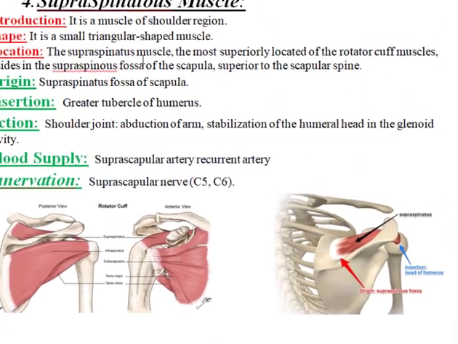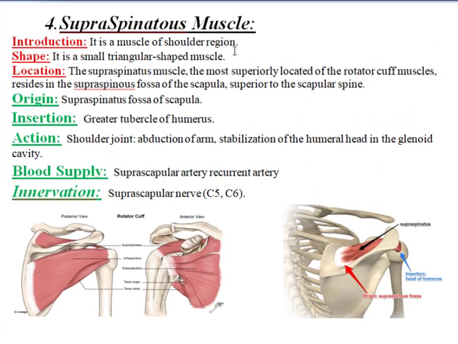So supraspinatus muscle is a muscle of the shoulder region, right? It is related to the shoulder girdle. Its shape is a little triangular, right? The supraspinatus muscle is the most superiorly located of the rotator cuff muscles. So of the rotator cuff of the shoulder joint, the most superior muscle is the supraspinatus muscle. It resides in the supraspinous fossa.